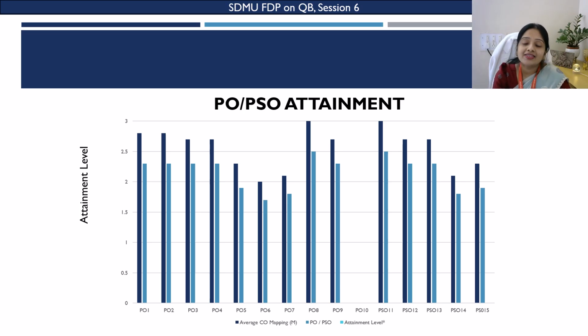So once we get the value everywhere, we are going to derive a graph like this. That is PO and PSO attainment level. So if you look at the graph, we can see that whatever as a subject expert we are expecting, that much attainment is achieved by the students. So as I already mentioned, try to avoid 0. If you look at the graph, PO10, there is nothing. It's better to avoid such types of graphs.